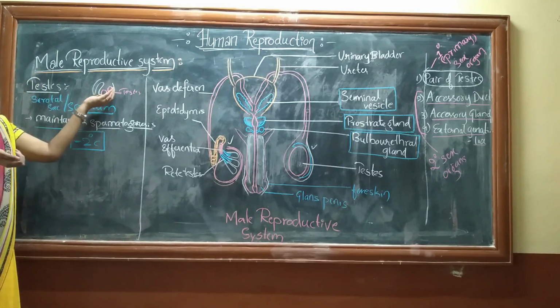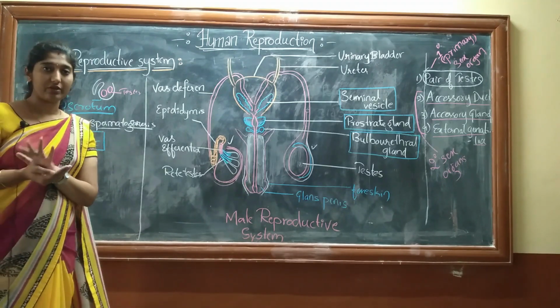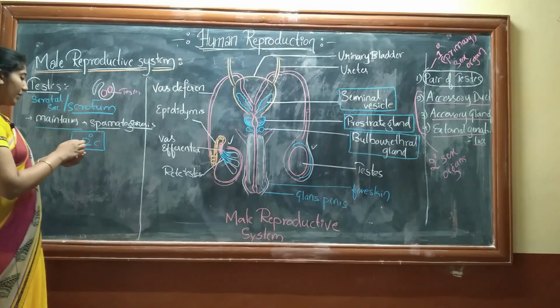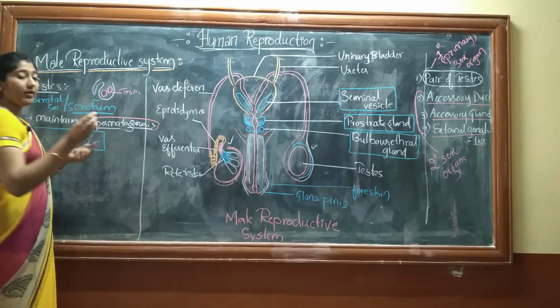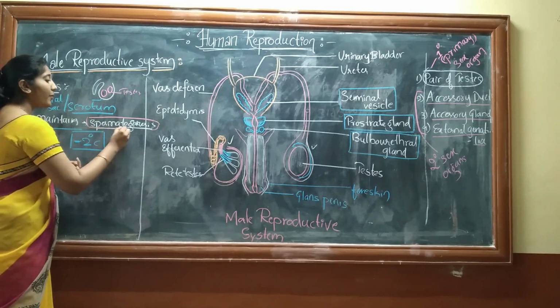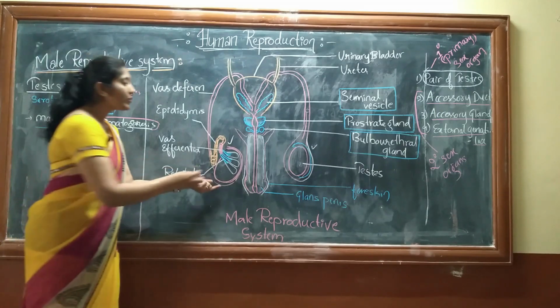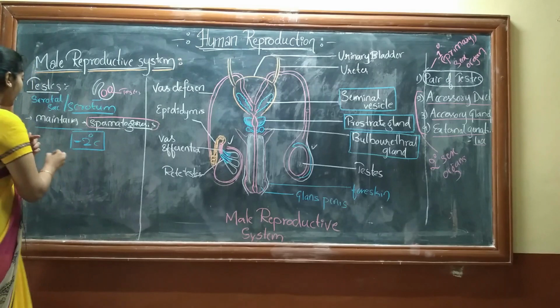So this sac-like structure called the scrotum maintains the temperature. It gives the temperature which is required for gametogenesis. What is meant by spermatogenesis? Formation of sperm.